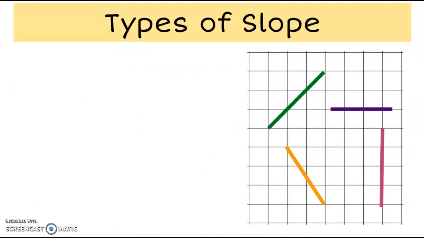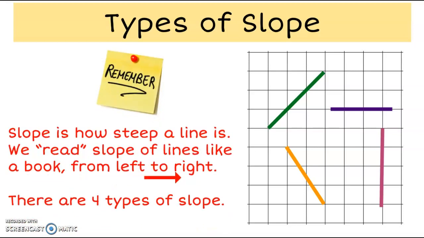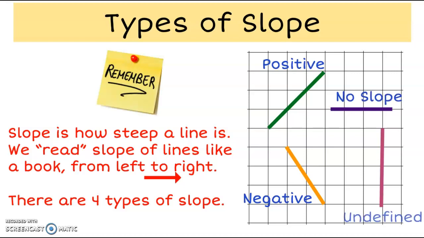In a previous lesson, you learned how to identify the 4 types of slope. Remember, slope is how steep a line is. We read slope of lines like a book, from left to right. There are 4 types of slope. Positive if a line is going up or increasing. Negative if a line is going down or decreasing. No slope or zero slope if the line is horizontal. And undefined if a line is vertical.